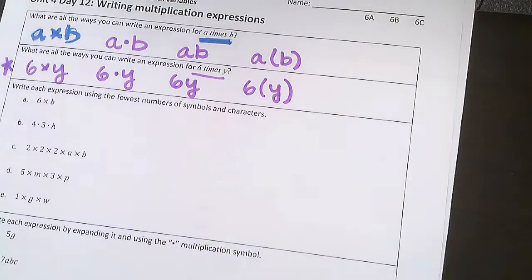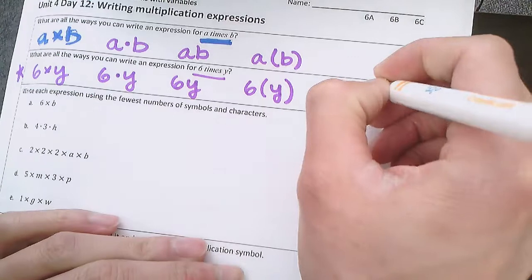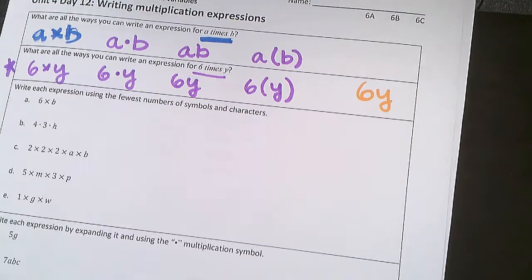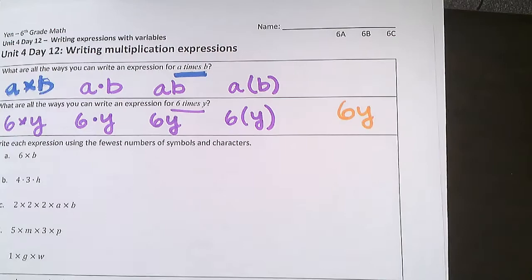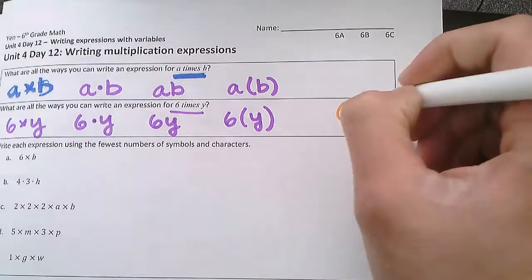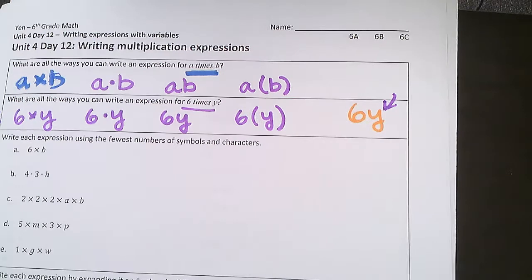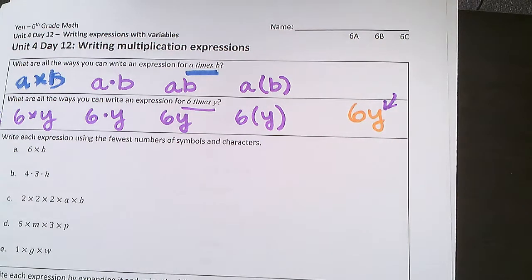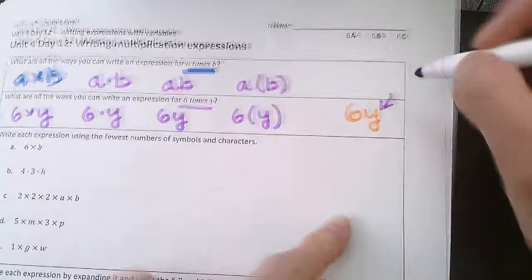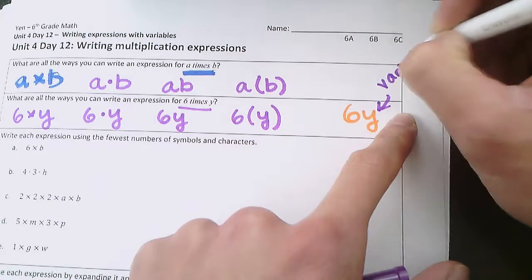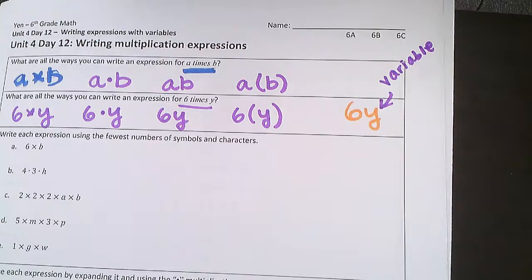Now on the right here, I want you to also again, nice and big, write 6y. And we're going to talk a little bit about some math vocabulary here. On the right, draw an arrow pointing to this y. It's a letter used to replace a number, which we know as a variable. So the y is the variable. Go ahead and label that.